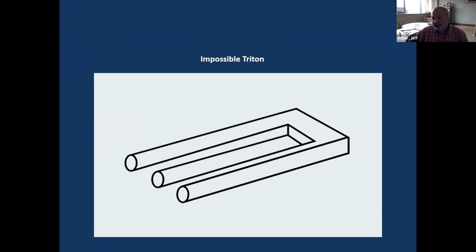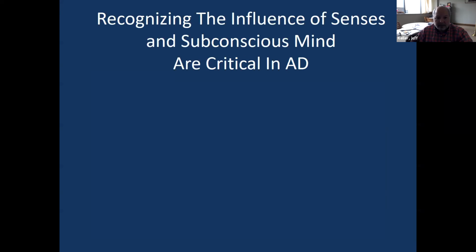30% of your brain is dedicated to vision. So these visual illusions are innumerable. A lot of times the images that we interpret as being complete, your brain doesn't actually see all of them, and your brain will fill those in. And that's largely how a lot of these illusions are done. But it's important to recognize the influence of the senses and subconscious in the context of AD.